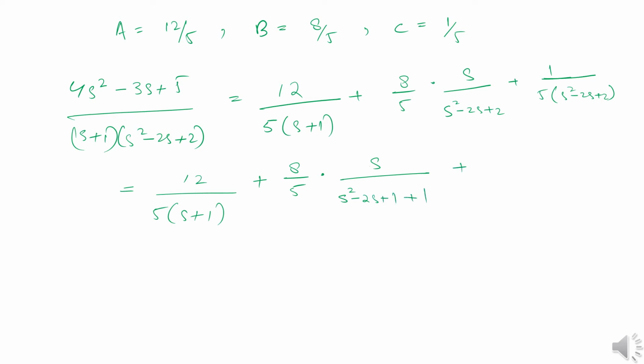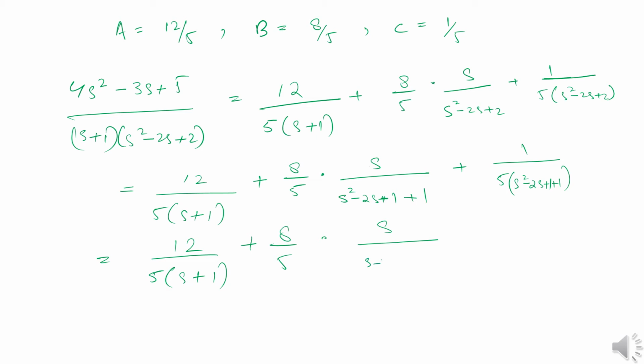I broke this function into plus 1 because I will make a perfect square here, and then 1 over 5 multiplied by s squared minus 2s plus 1 and then plus 1. So now it's a lot easier to solve this function. We can see that it is 8 over 5 multiplied by s divided by s minus 1 whole squared plus 1, plus 1 over 5 multiplied by s minus 1 whole squared plus 1.